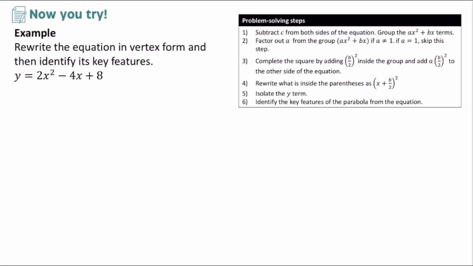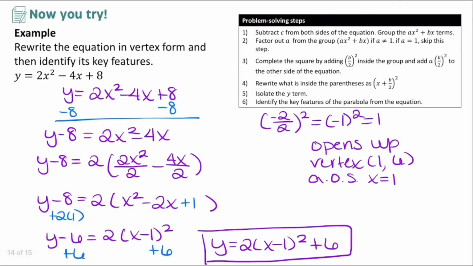So here, once again, we have an a that's not equal to 1, but we always start off by moving over c. So we have y minus 8 equals 2x squared minus 4x. Then since a is not equal to 1, we factor out that 2, which gives us 2 times x squared minus 2x. To complete the square, we need to add 1, and then we need to add 2 times 1 over here because that's technically what we added on the right side. So we have y minus 6 equals 2 times x minus 1 squared, and to rearrange this, we need to add 6 to both sides. So that gives us y equals 2 times x minus 1 squared plus 6.